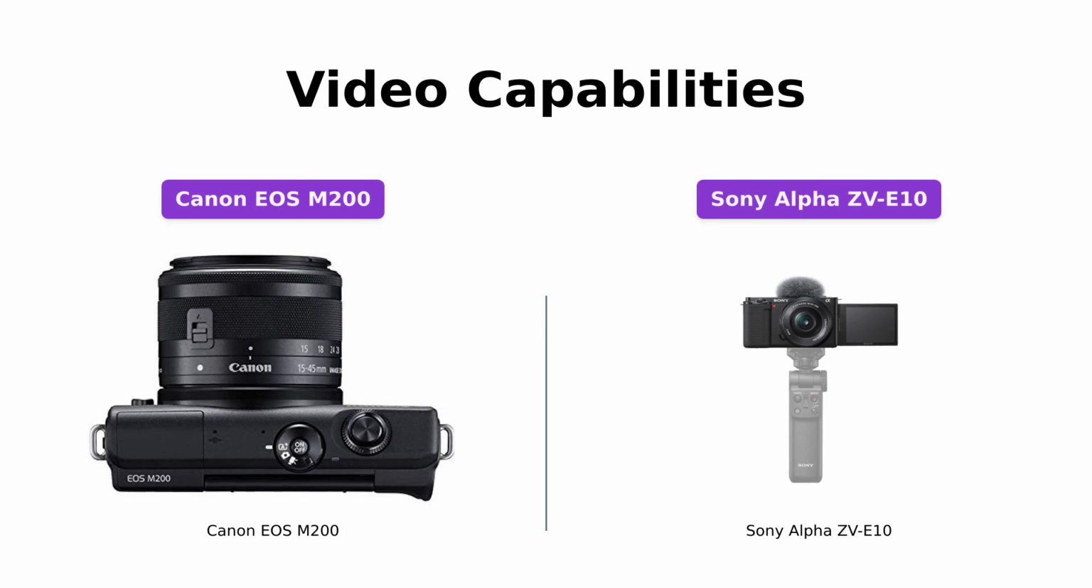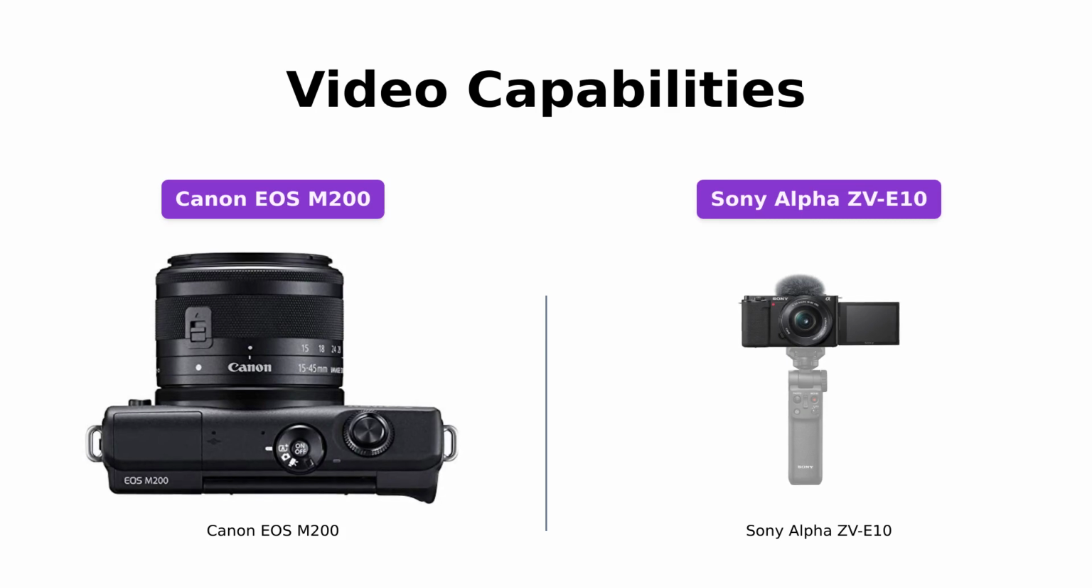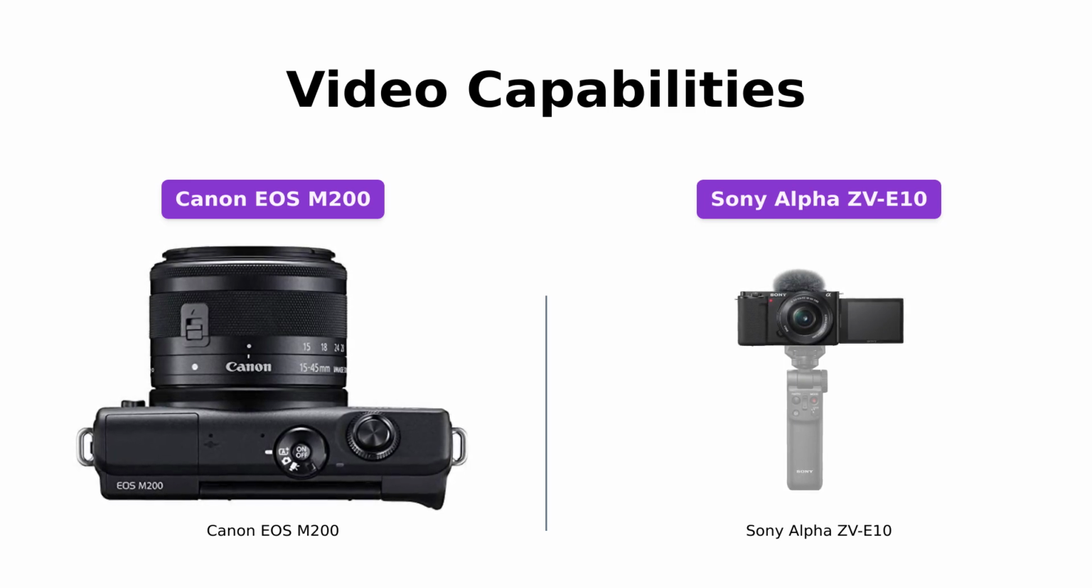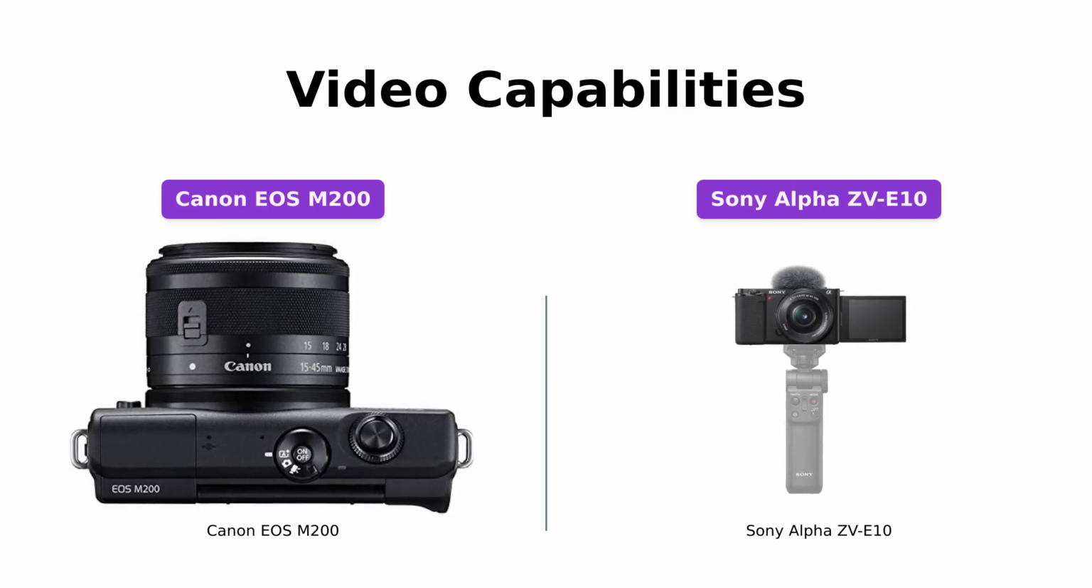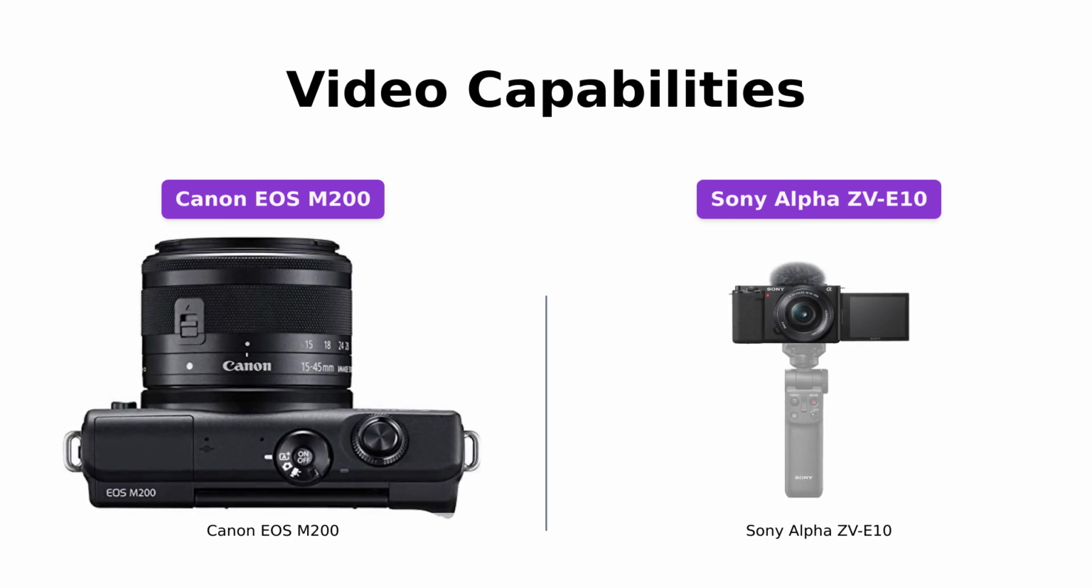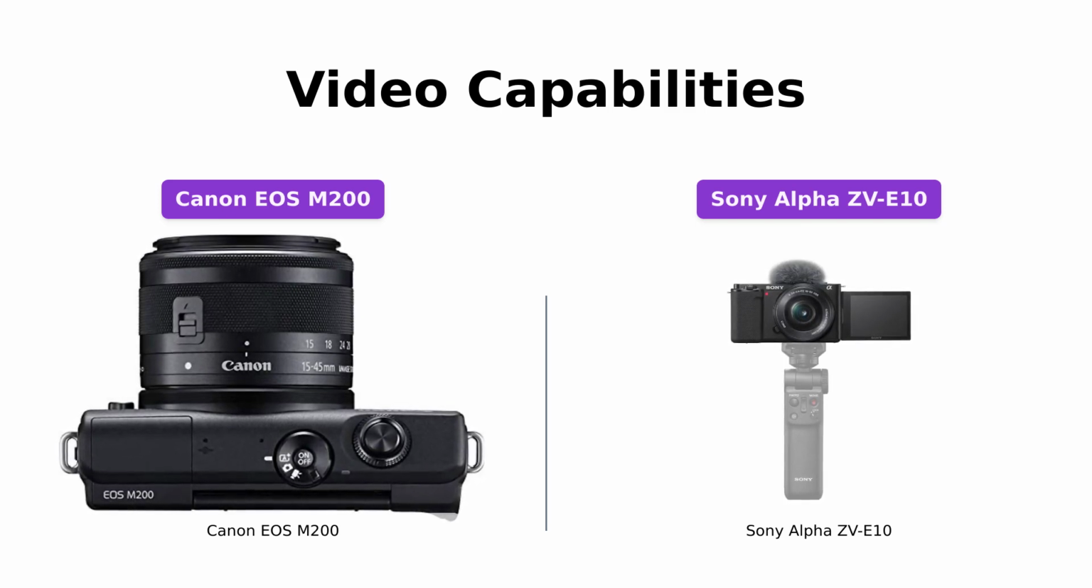If you're someone who loves shooting videos, both cameras have got you covered. The Canon EOS M200 supports 4K video and 4K time-lapse movie recording, perfect for capturing those breathtaking moments. On the other hand, the Sony Alpha ZV-E10 not only offers 4K video, but also oversamples it from 6K, resulting in exceptionally detailed footage with no pixel binning. It's a fantastic option for vloggers and content creators.